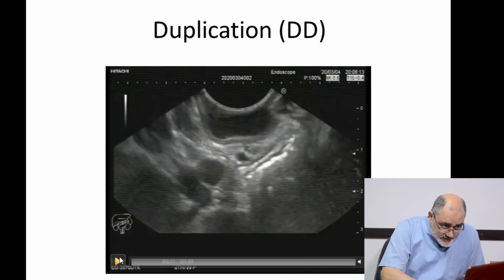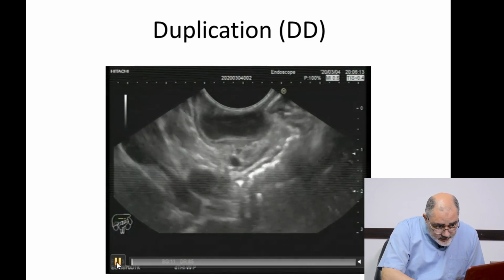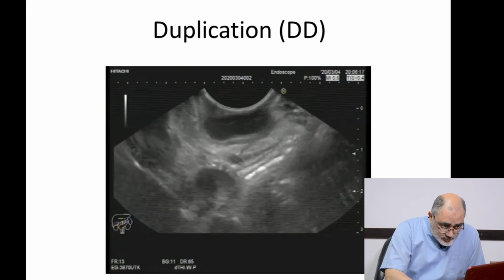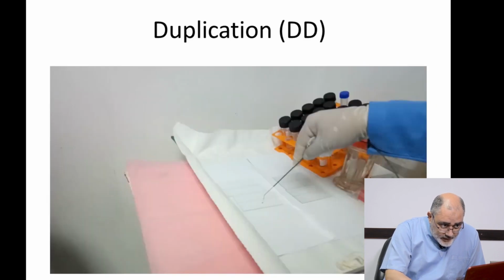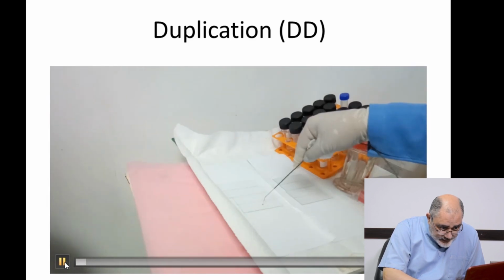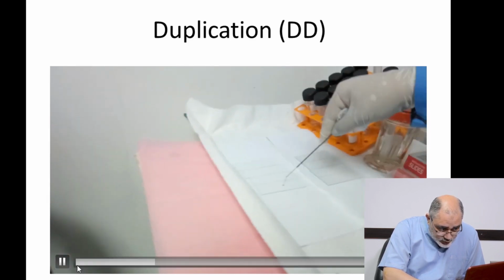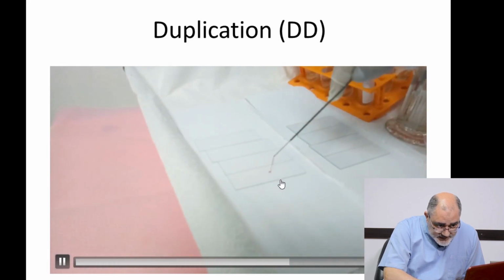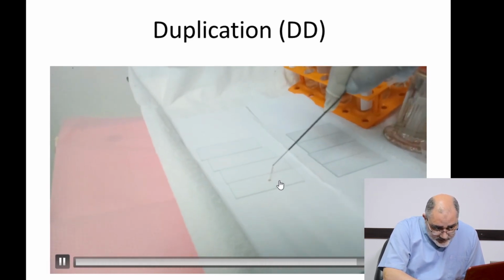And this is another example of a duplication cyst, which may be mistaken for leiomyoma. And finally, this is the FNA. It is a mucoid material in the duplication cyst. Typically, it is a mucoid material giving a positive string sign for more than 5 millimeters.